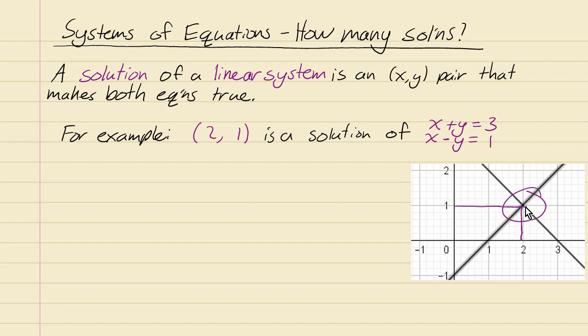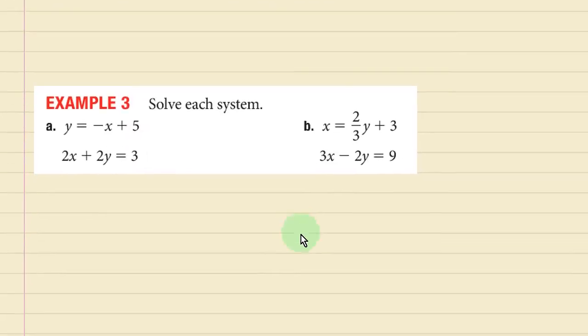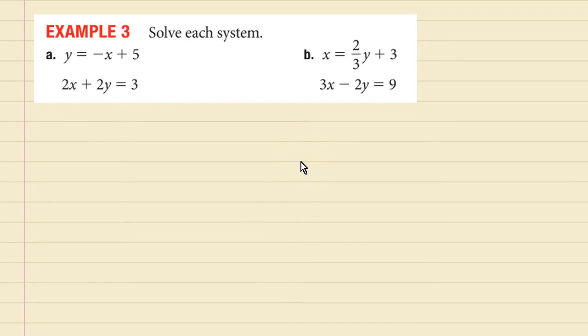Now, let's look at some other things that can happen. What if the two lines don't intersect at a nice single point like that? Let's think about what can happen. So here's an example. We want to solve each system. In order to do that, I want to graph each of them, if we're doing it the same way.